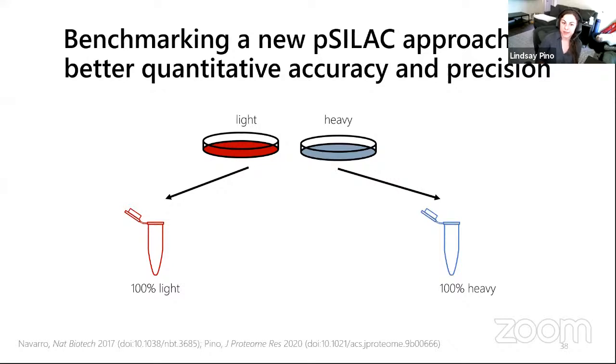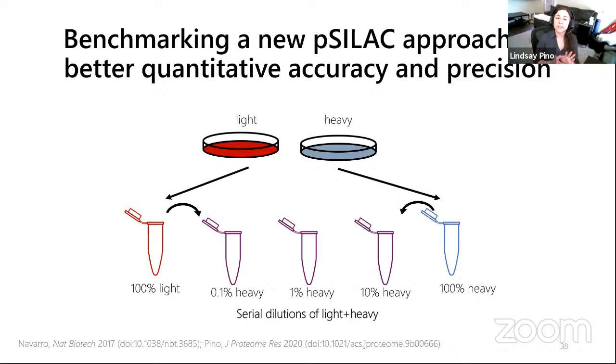So we wanted to benchmark this. Sounds like a great idea. In theory, maybe it'll work. We're not sure. So we took a heavy proteome and a light proteome, and we mixed them together in ratios. This is kind of from the Navarro paper some years ago. This is kind of the idea of that hybrid proteome. So now we have known ratios that we can compare to our measured ratios.